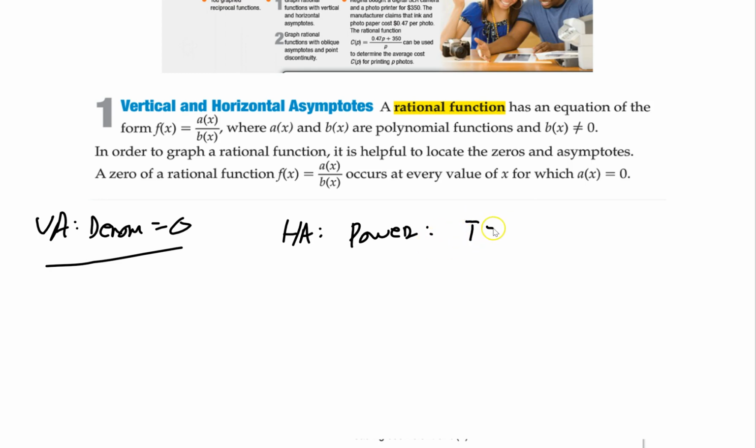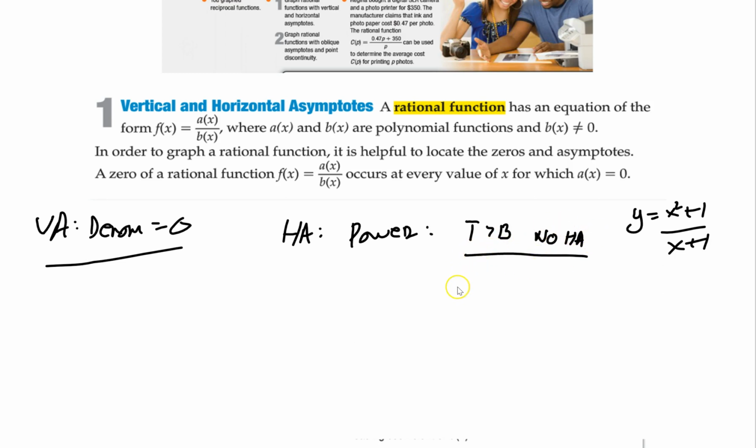So we're going to have three scenarios. We're going to have the top power is bigger than the bottom power. So top bigger than bottom. That's something like, for example, this. See how the degree on the top one is higher than the degree on the bottom one? We have a 2 and a 1. So top power is bigger than bottom power. When that happens, we have no horizontal asymptote. There's actually a special case where you have an oblique asymptote, but you're not going to cover that in algebra 2. So for us, if the top power is bigger than bottom power, you have no horizontal asymptote.